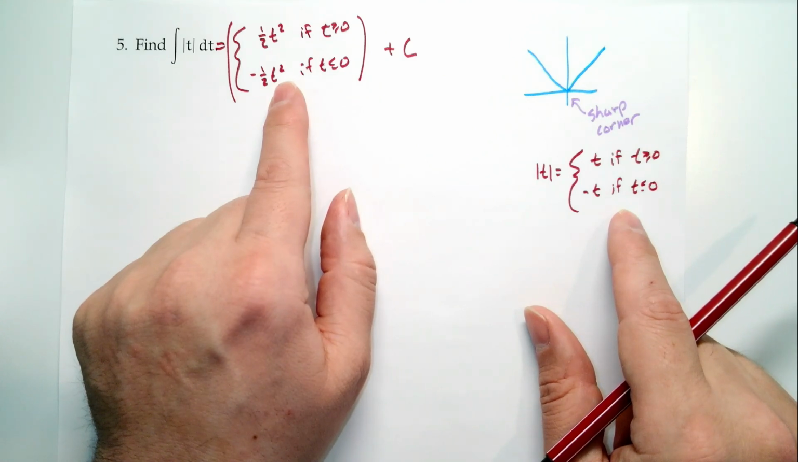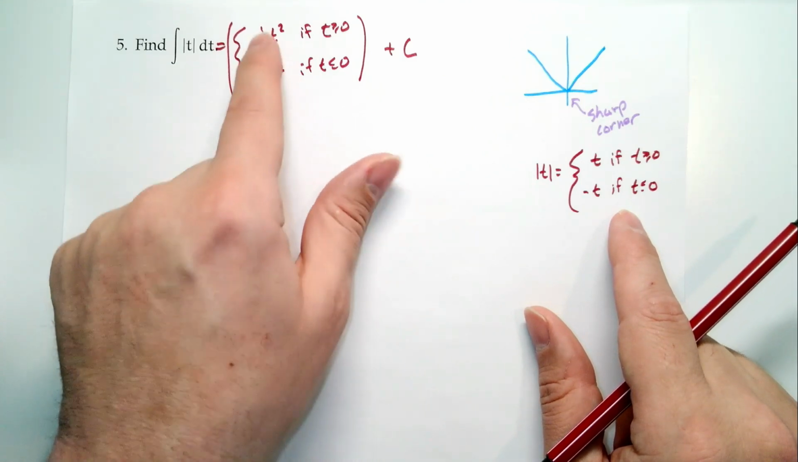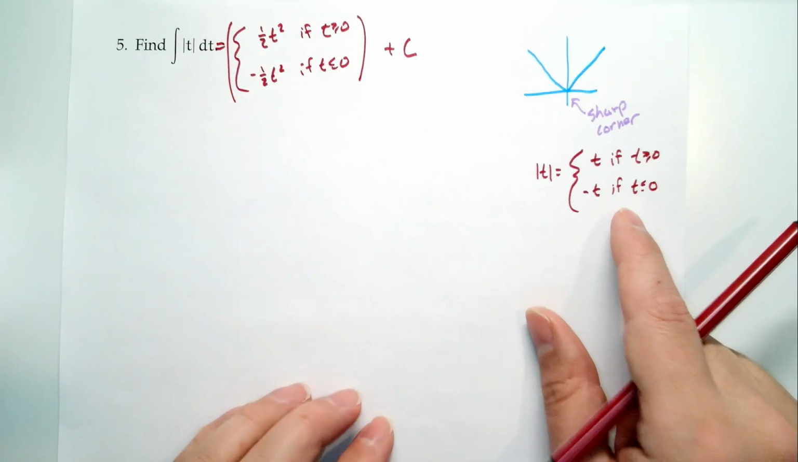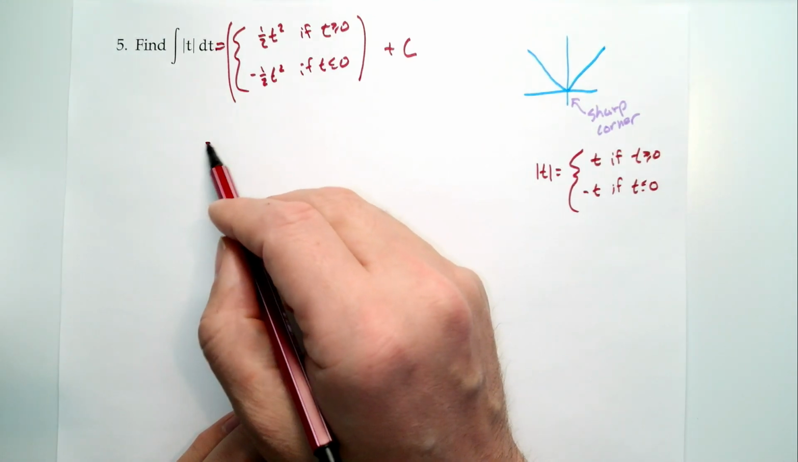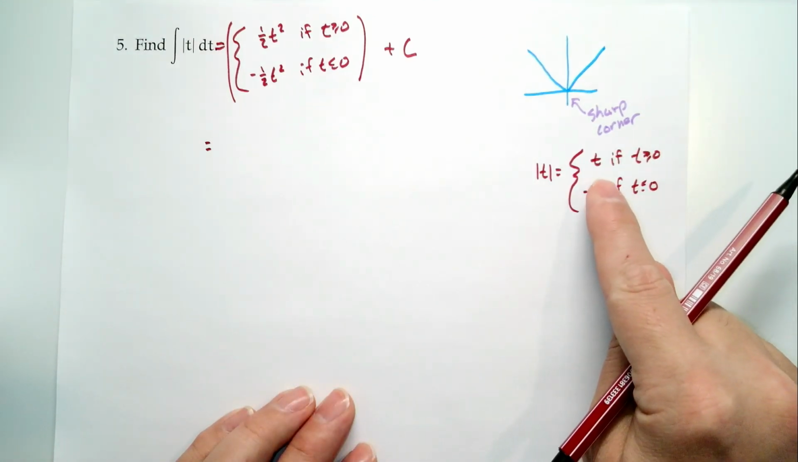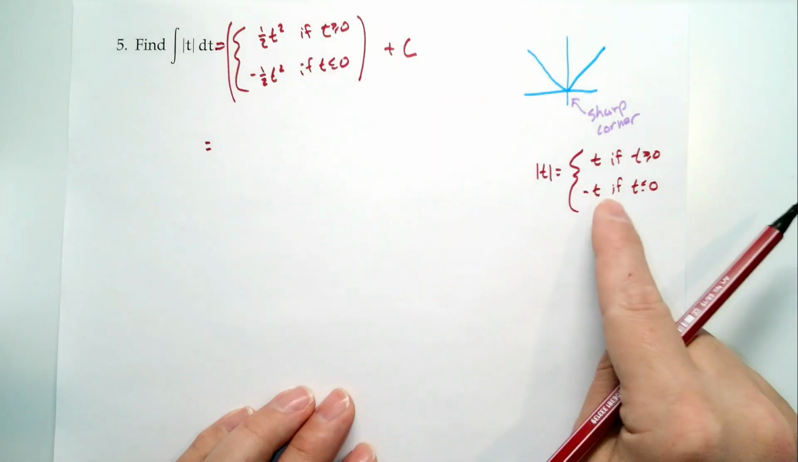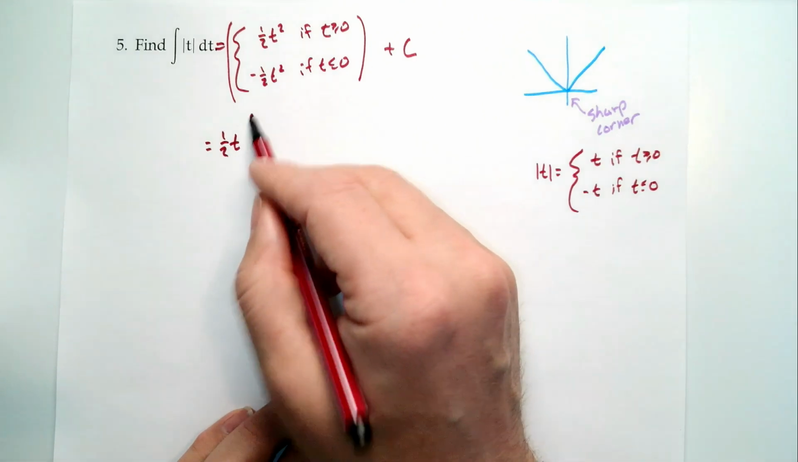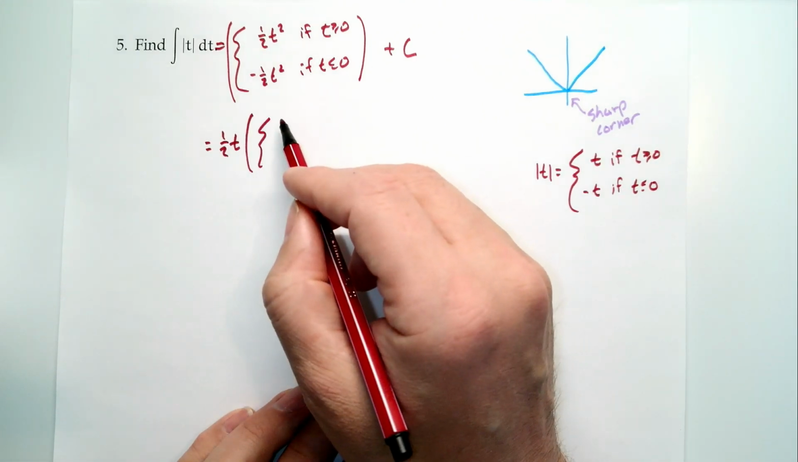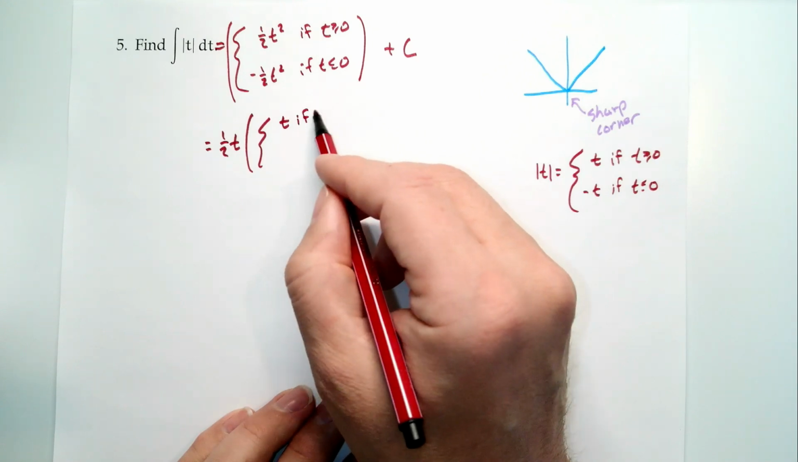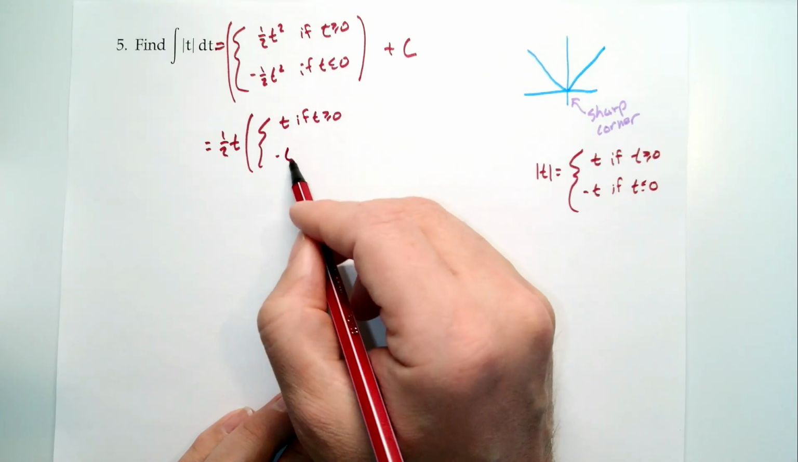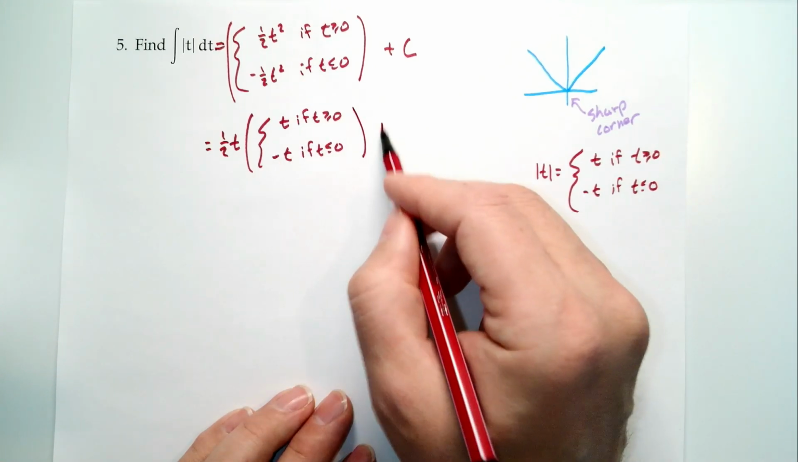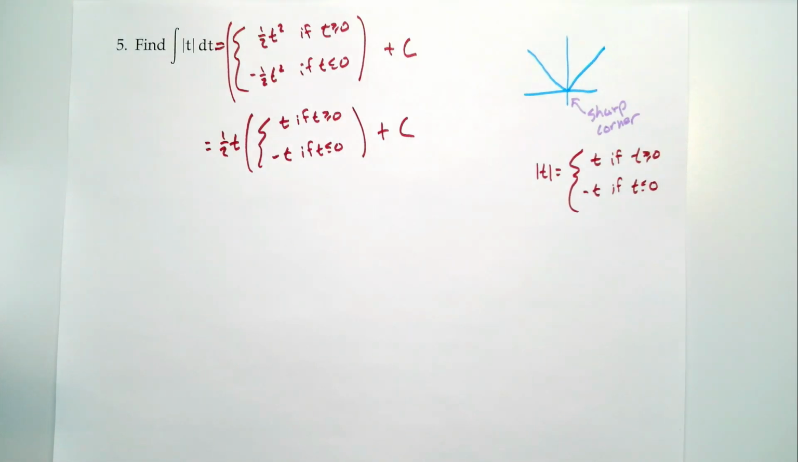It's very close already. See how these pieces are almost the same except for the negative sign. One of them is greater than or equal to 0, one of them is less than or equal to 0. So one thing we could do is say the difference here is a factor of a half t. So let's take that factor of a half t out. So half t, and then there's these two cases. It'll be t if we're greater than or equal to 0, and negative t if we're less than or equal to 0. And then, of course, add on your constant c.